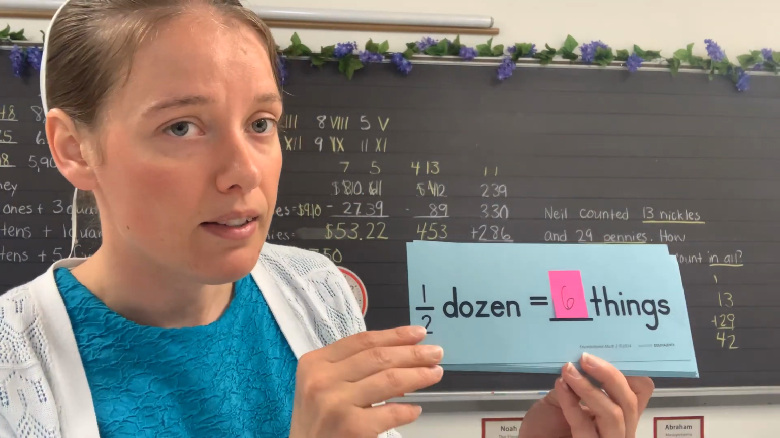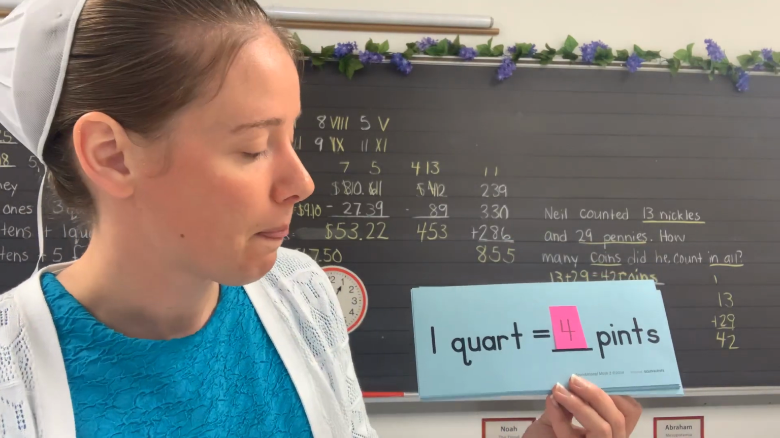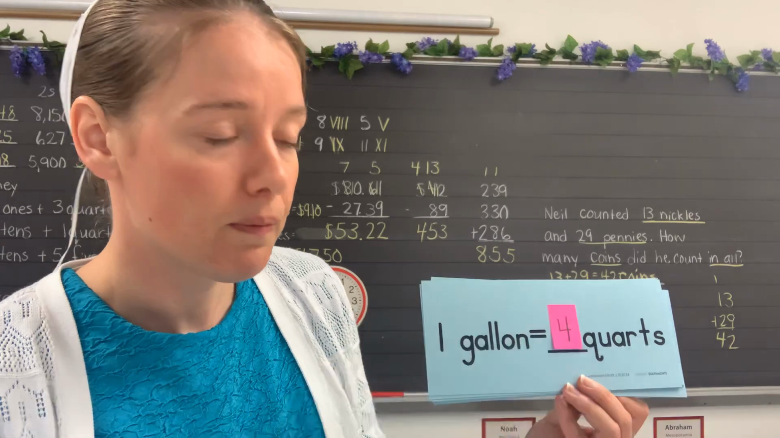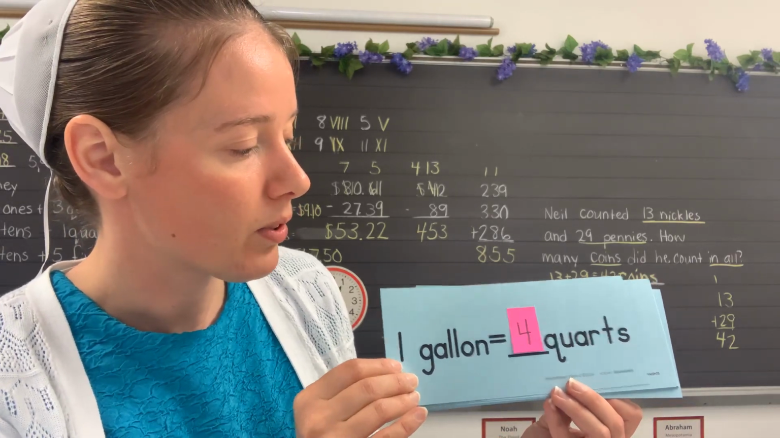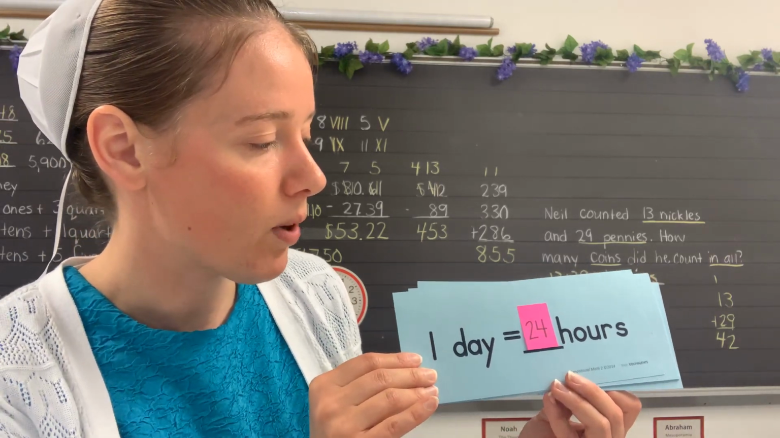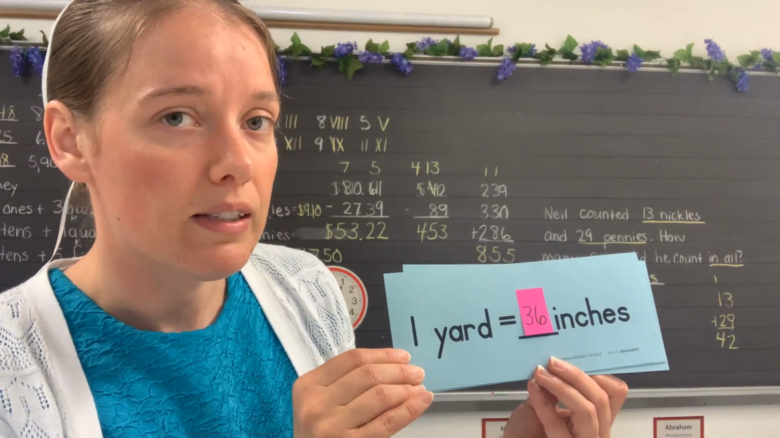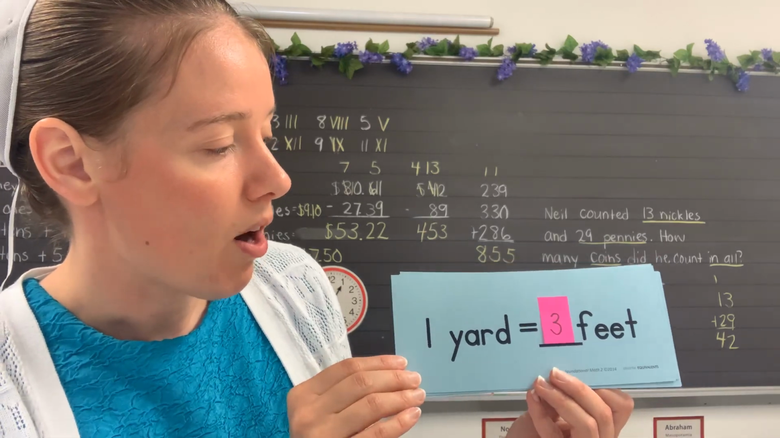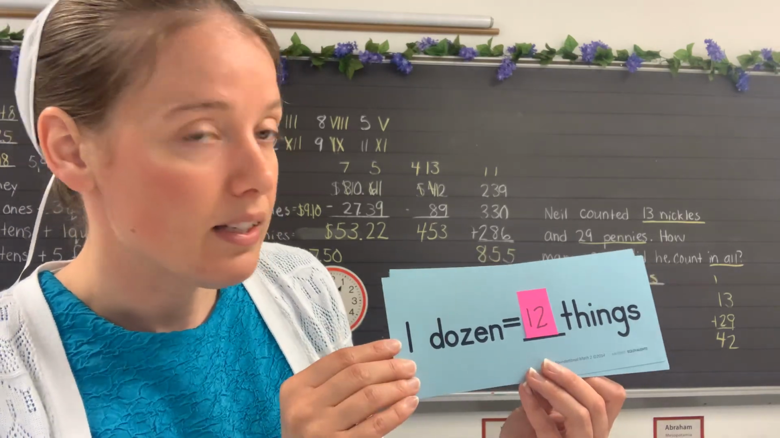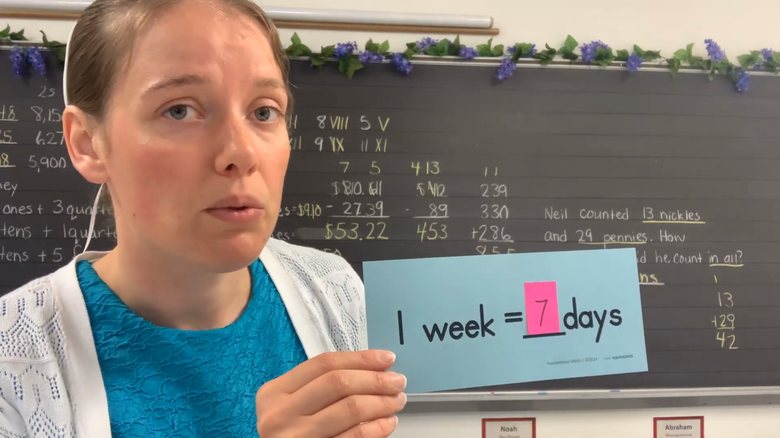So here we have half a dozen equals 6 things. 1 year equals 12 months. 1 quart equals 4 pints. 1 pint equals 2 cups. 1 gallon equals 4 quarts. 1 hour equals 60 minutes. 1 day equals 24 hours. 1 foot equals 12 inches. 1 yard equals 36 inches. 1 yard equals 3 feet. 1 minute equals 60 seconds. 1 dozen equals 12 things. 1 pound equals 16 ounces. And 1 week equals 7 days.